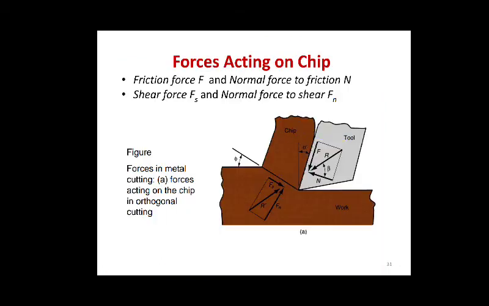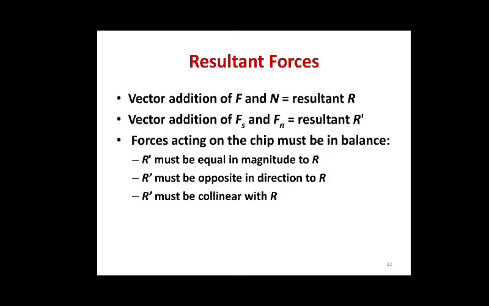Now let us see the forces acting on the chip. Friction force F and normal force to friction N, and shear force Fs and normal force to shear Fn. So these are the forces acting on the chip. Next, the resultant forces: vector addition of F and N gives resultant R, and vector addition of Fs and Fn is equal to resultant R dash.